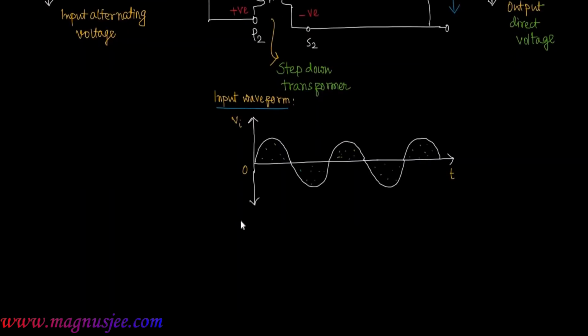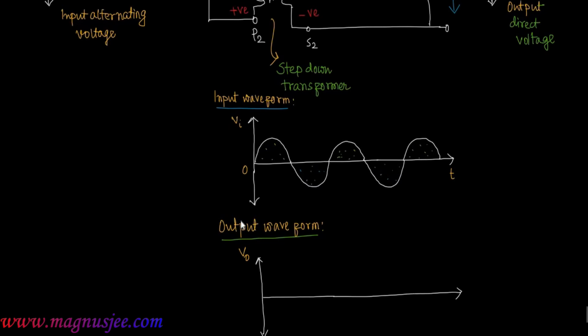Below this we can draw output waveform. Along vertical axis, output voltage across the load resistance is plotted, that is output voltage VO, and along horizontal axis, time t is plotted.